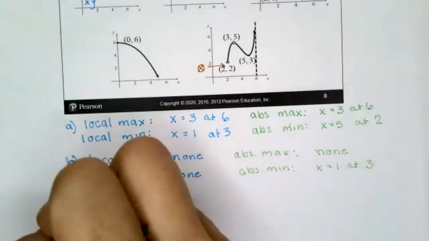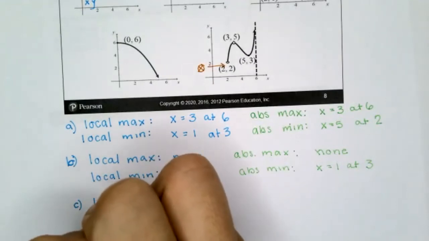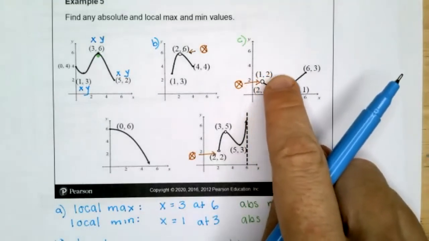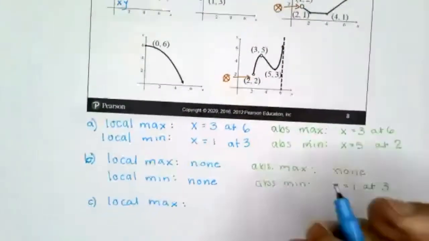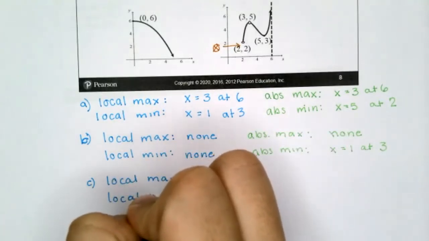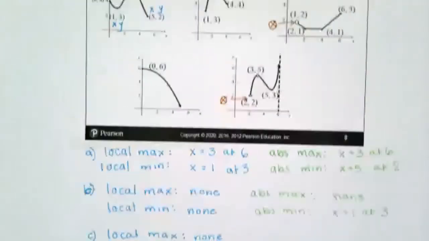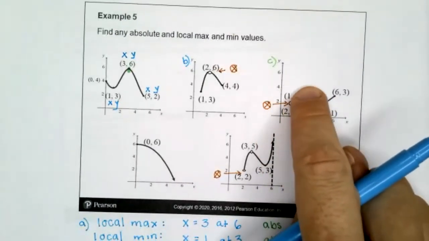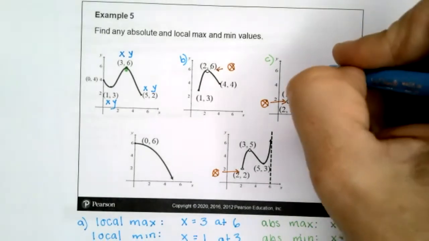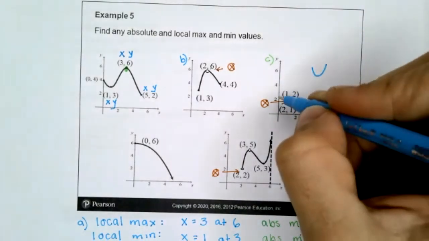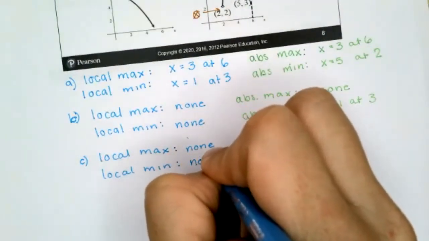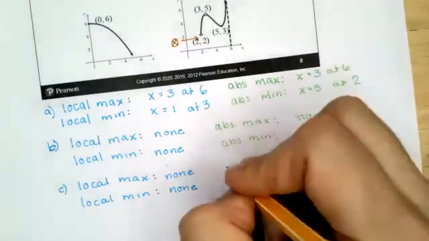Here's my graph of C. My local max would require it to come up and go back down. There's none. Local minimum, it has to be a valley. There is no valley. There's nowhere it goes down and comes back up. It would have to be much more like that, not just down low for a long time, then comes back up. So there's no local minimums or maximums.